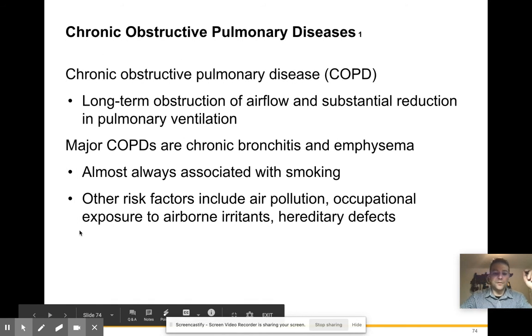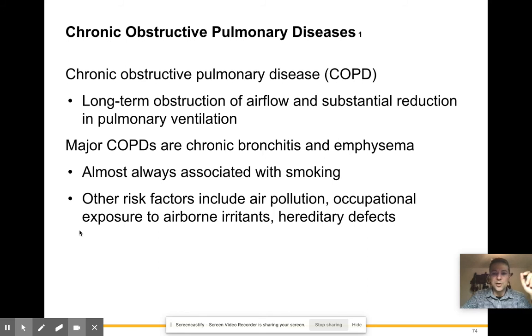Okay, you've probably heard this term COPD. You've probably heard that term on drug commercials. A lot of drug commercials tell you that this drug is a COPD drug, or don't take this drug if you're on COPDs, right? What COPD stands for is chronic obstructive pulmonary disease.